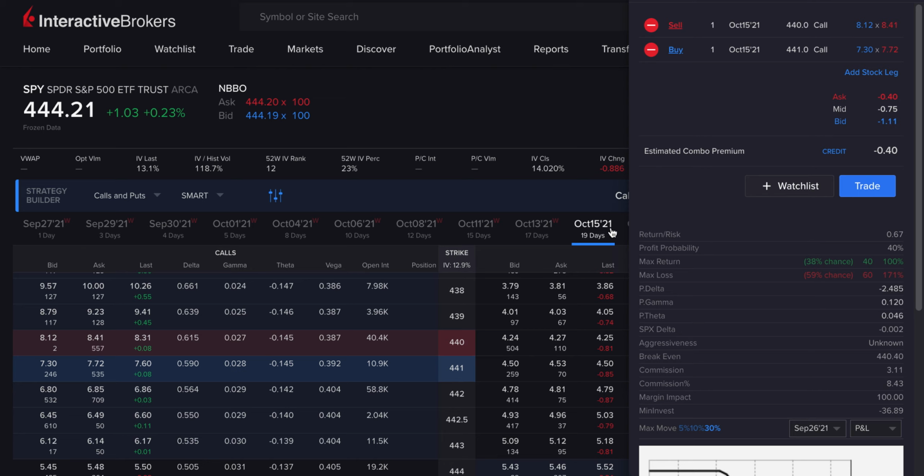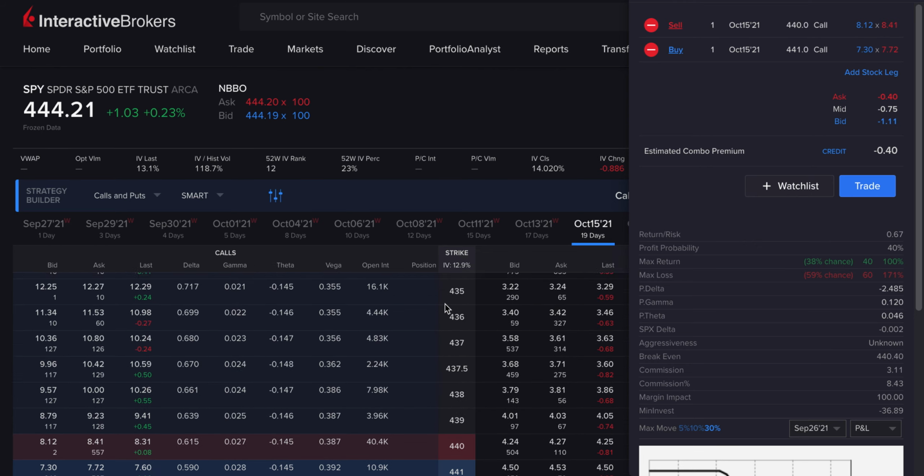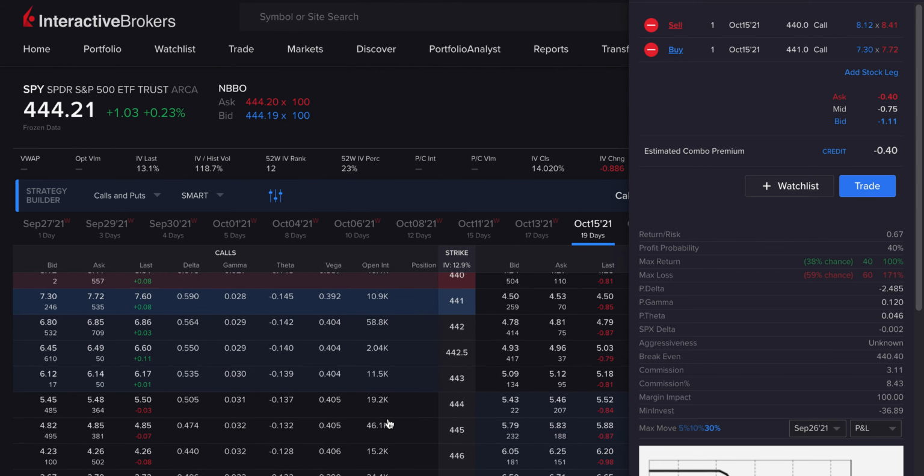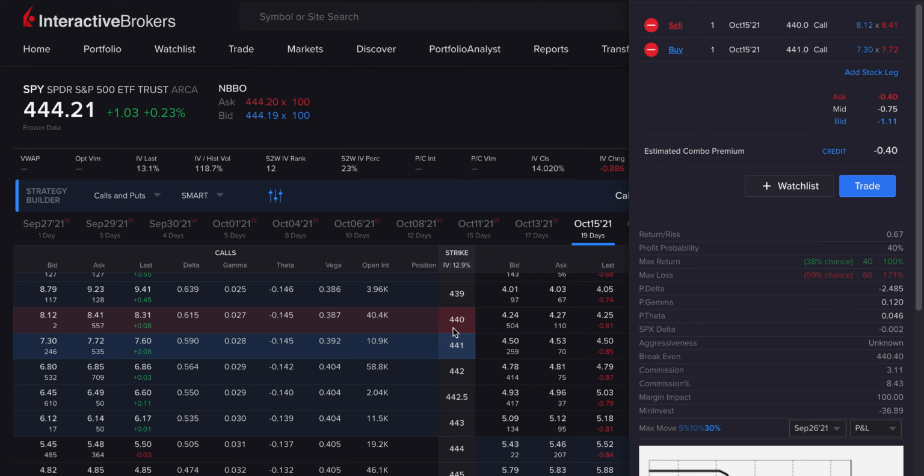So, what does this mean? It means by October 15th, which is 19 days away, if the S&P 500 is below 440, I make money. I make all the money I want, right? It can go to zero and I'll still make the max profit, which is $40, right? It doesn't matter how low it goes. All you care about is that the stock expires below 440. That's all you care about, all right?